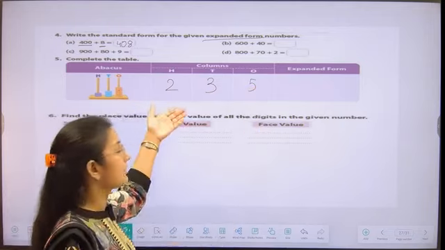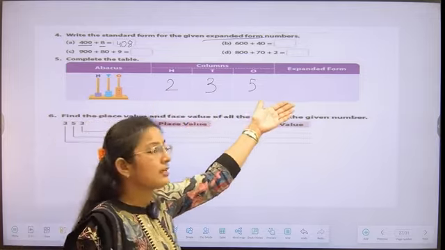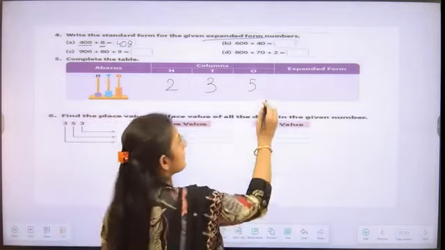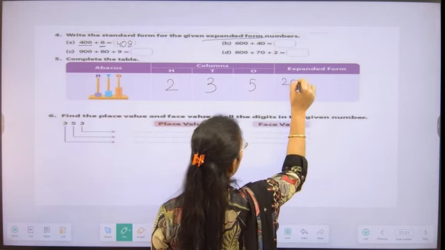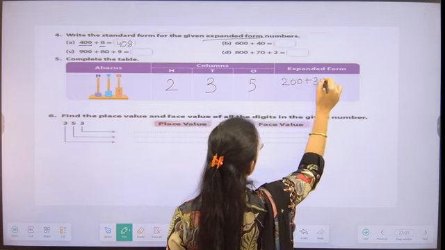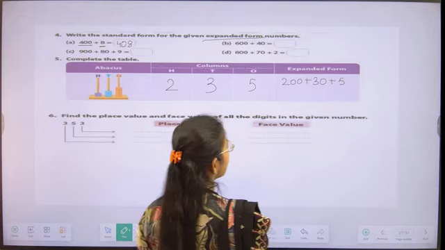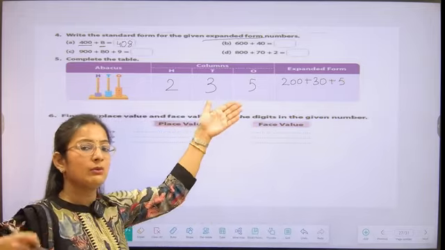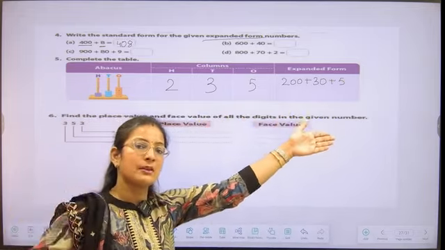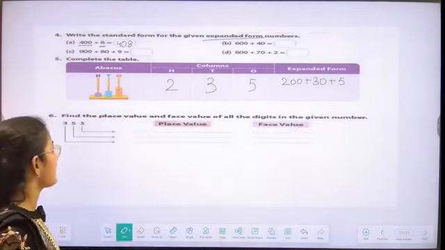Now we have to write the number 235 in expanded form. So 2 is at the 100s place value, 3 at the 10s place value, and 5 at the 1s place value. So we are getting 200 plus 30 plus 5, students. Let's do the next one.